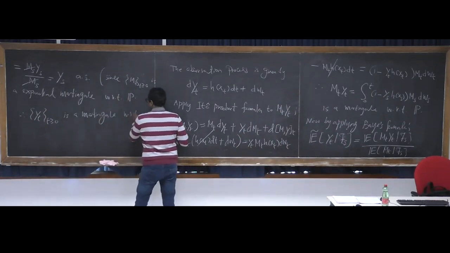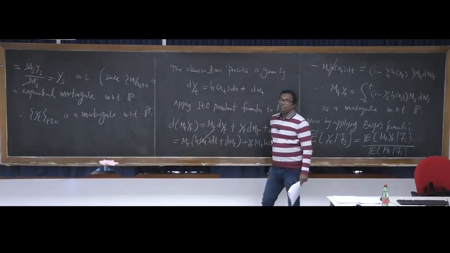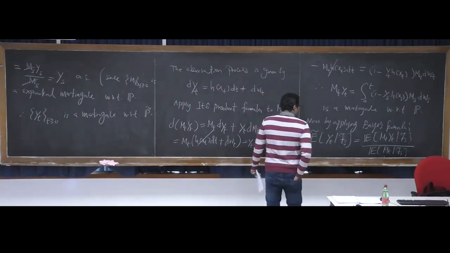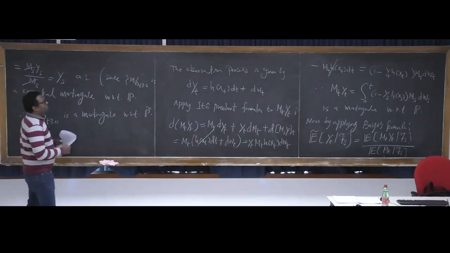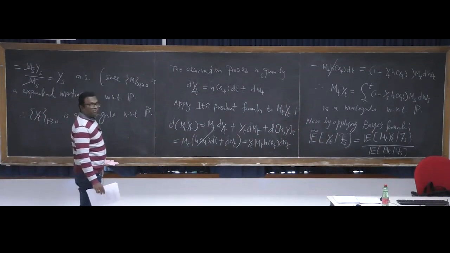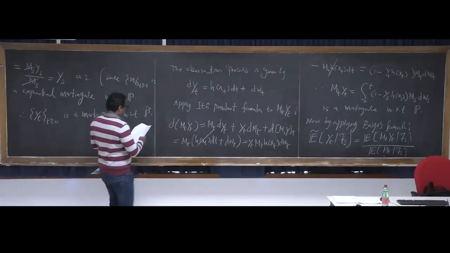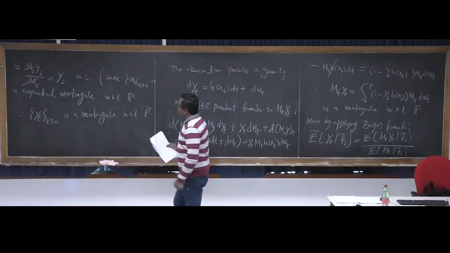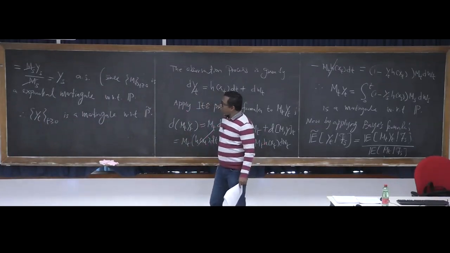With respect to the new probability measure P tilde. So we have argued that it's a martingale with respect to the new probability measure P tilde. But our goal is to show that YT is a standard one-dimensional Wiener process, to prove this theorem. So this is a martingale with respect to P tilde. Now how do you show that this is a standard one-dimensional Wiener process?